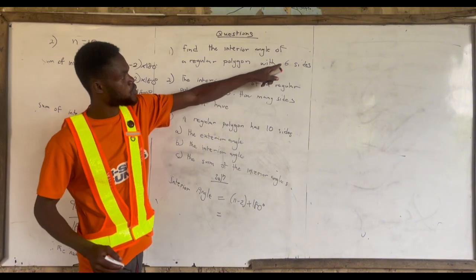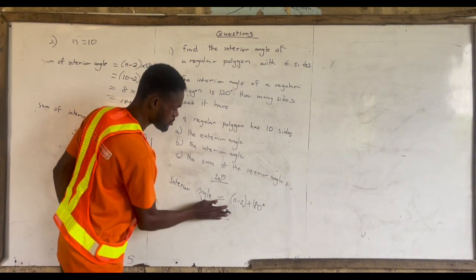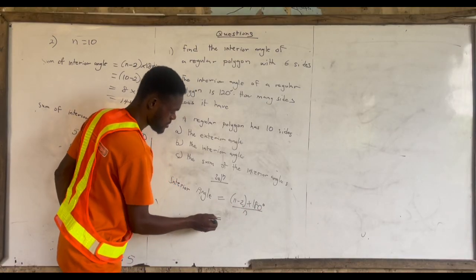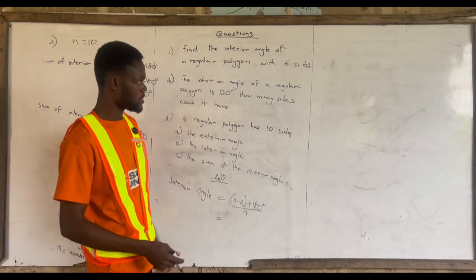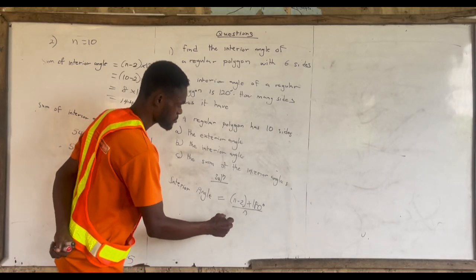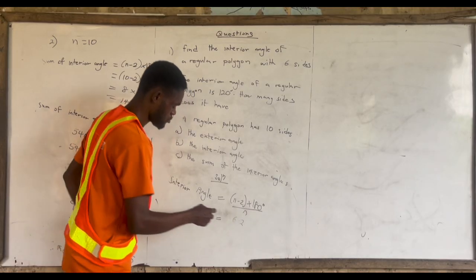So the number of sides is 6. So I have my 6, sorry, divided by n. Yeah, divided by n. That is it. If there's no n, then it is the sum. So we have 6 minus 2.